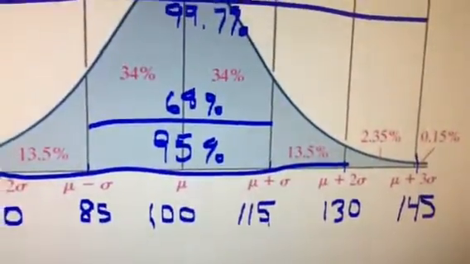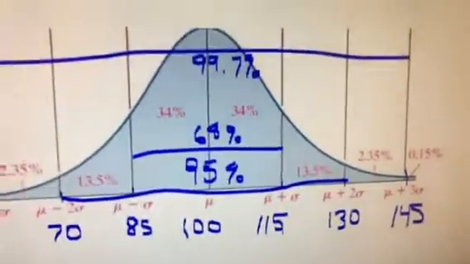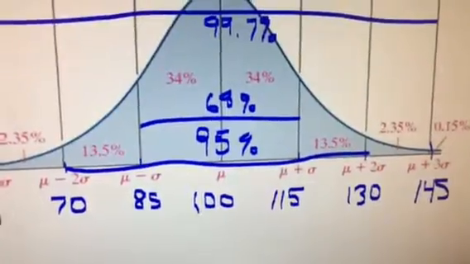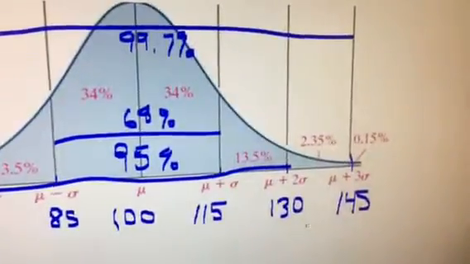Or if they said what values are 95% of the values between, then we would come and look at 2 standard deviations, which is the 70 up to 130.